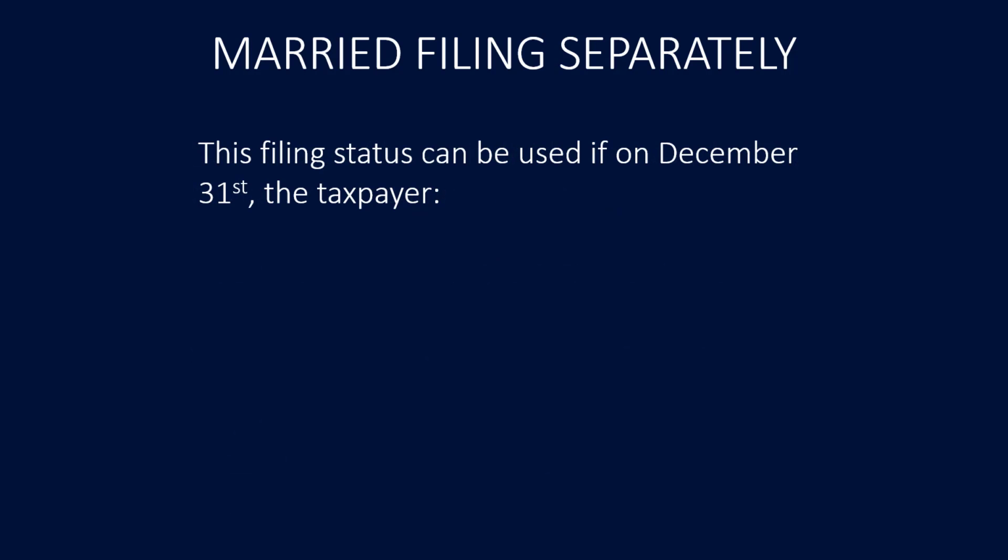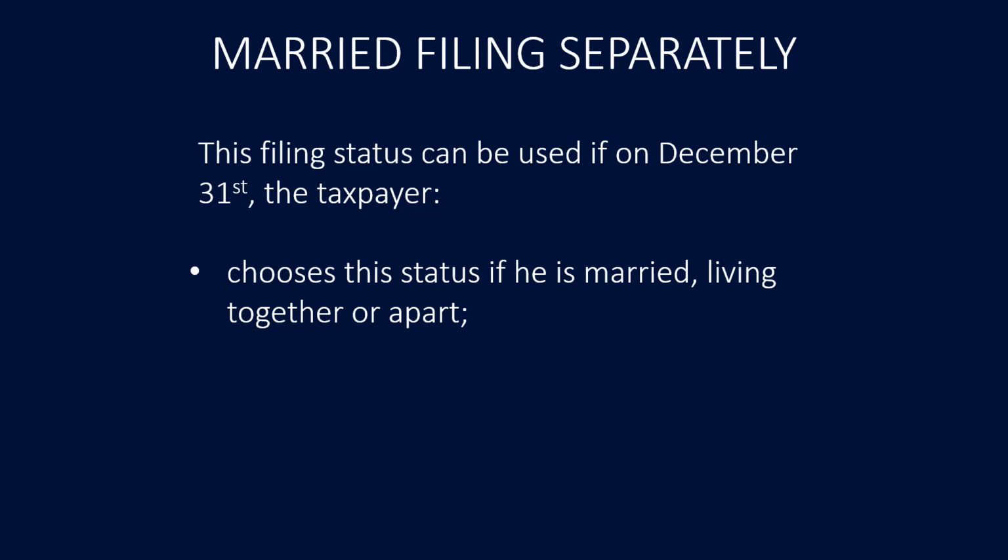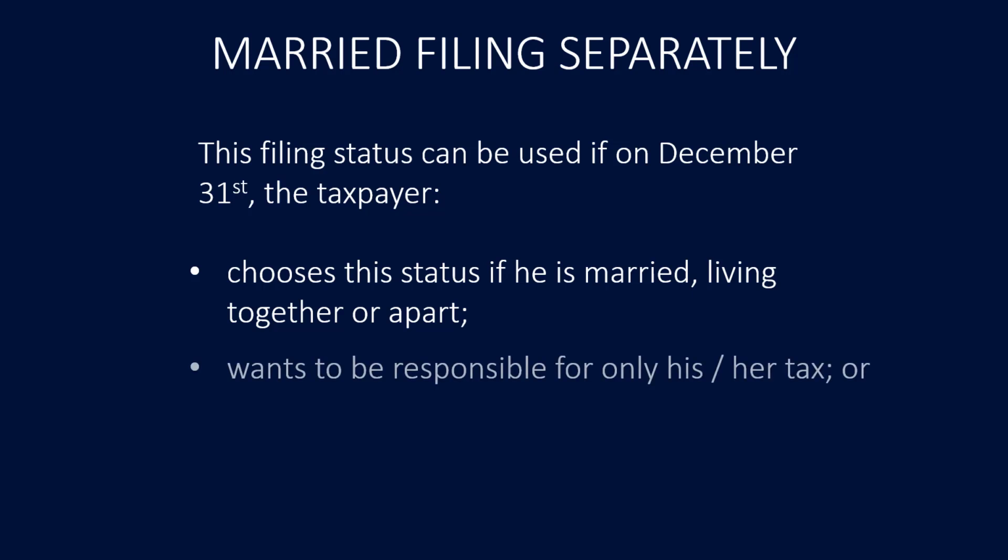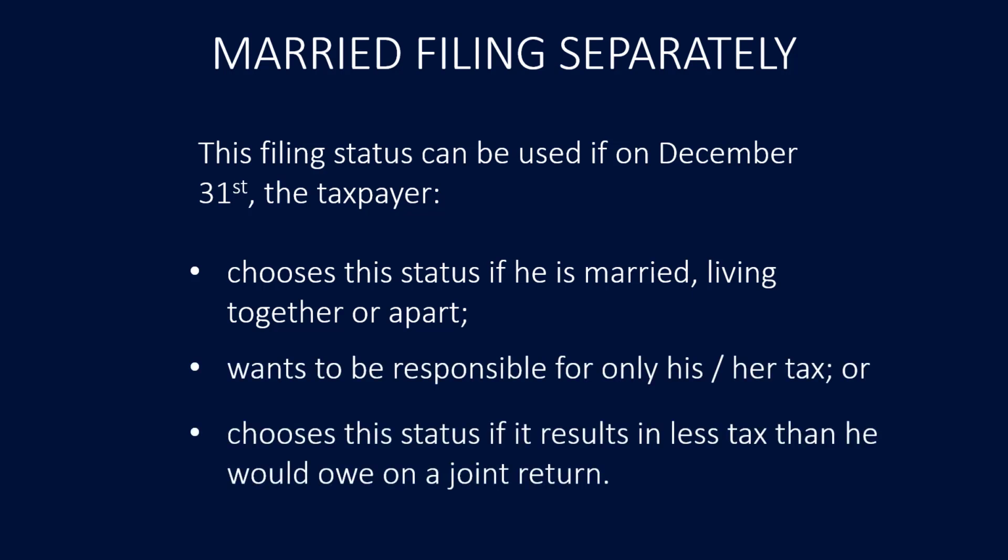This filing status can be used if on December the 31st the taxpayer chooses this status, if he's married, living together or apart, wants to be responsible for only his or her tax, or chooses this status if it results in less tax than he or she would owe on a joint return.